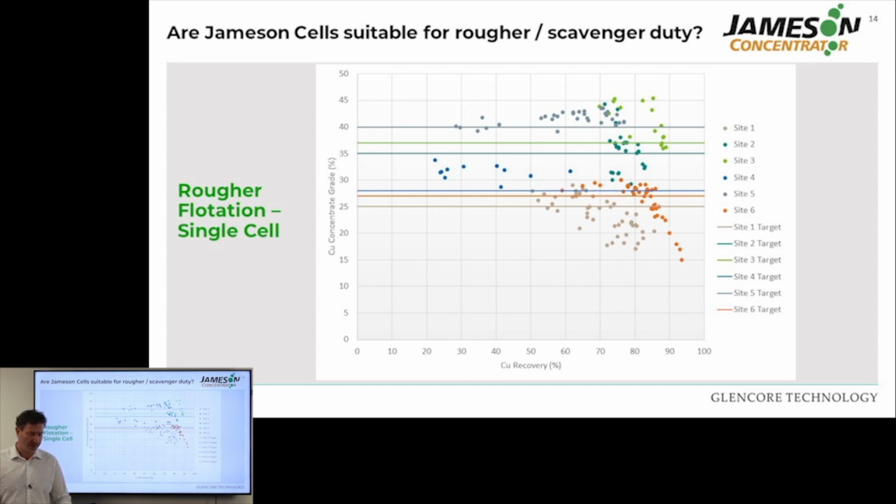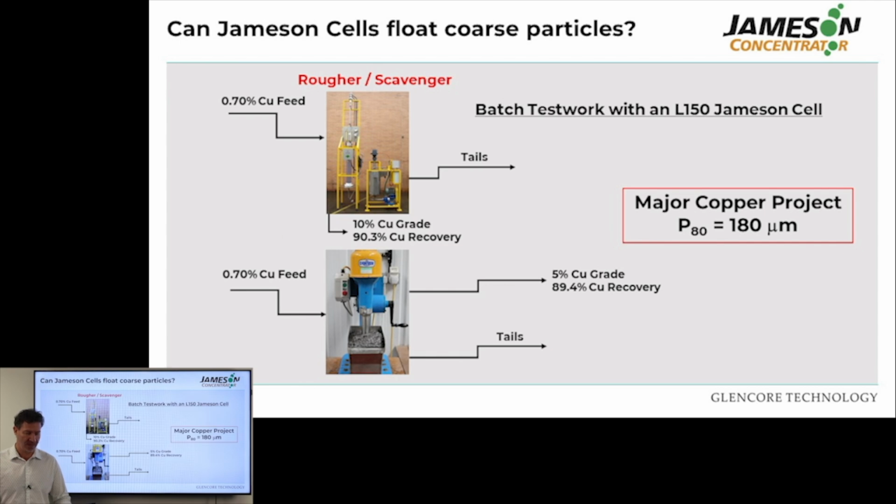So yes, we have a lot of experience with Jameson cells running on a rougher feed. Now the next question that is also asked is, can Jameson cells float coarse particles? Now let me show you some examples here. Again, this is a recent test work with an L150 Jameson cell for a major copper project.